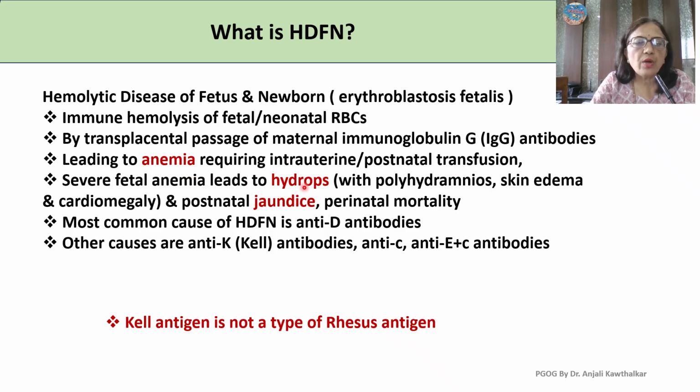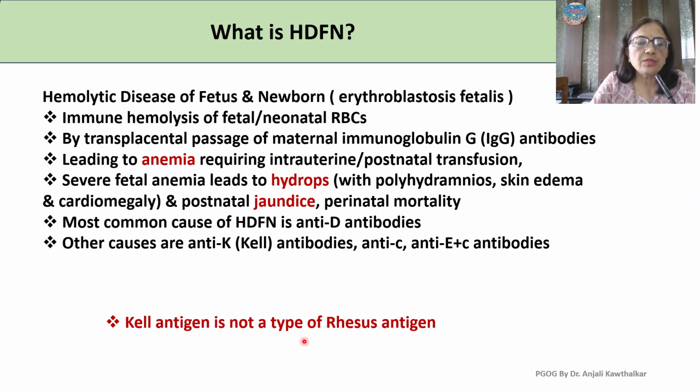Severe fetal anemia leads to hydrops associated with polyhydramnios, skin edema, and cardiomegaly, and there is postnatal jaundice and an overall increase in perinatal mortality. The most common cause of HDFN is anti-D antibodies. Other causes are anti-K, that is Kell antibodies, anti-small c, and as we have already seen, anti-E plus anti-C antibodies, because E enhances the action of anti-C antibodies.